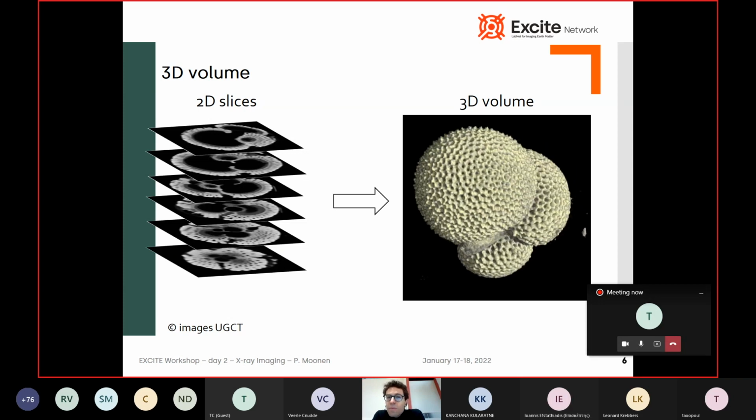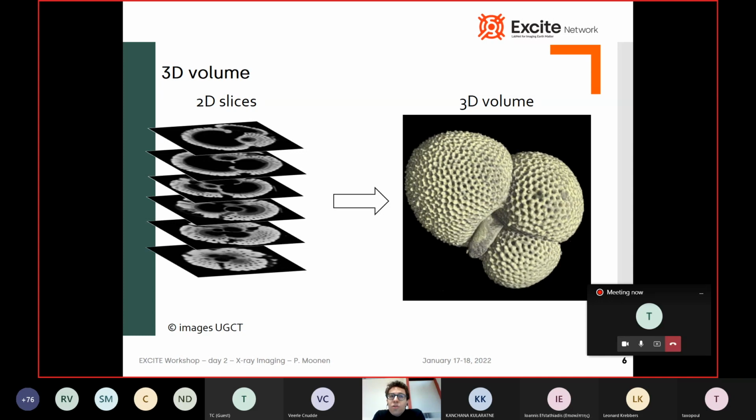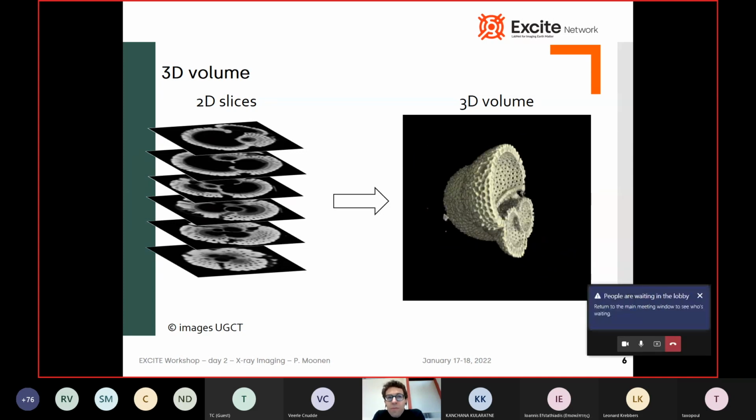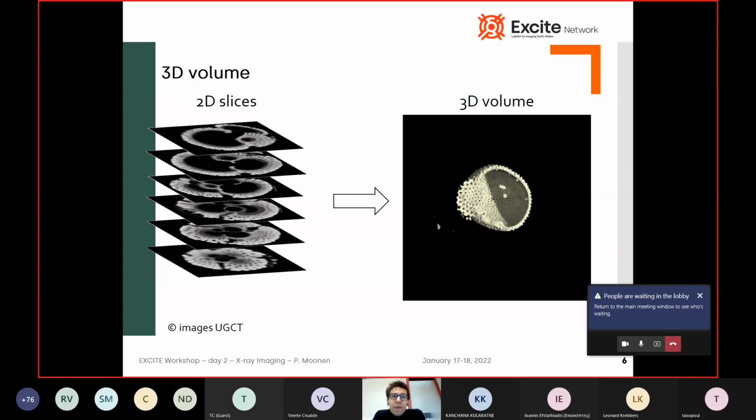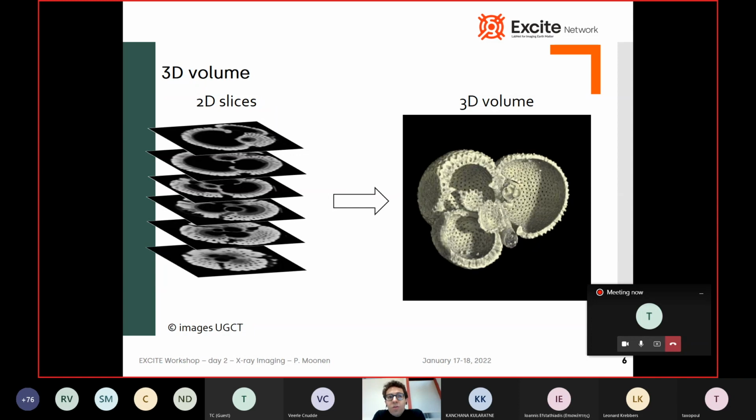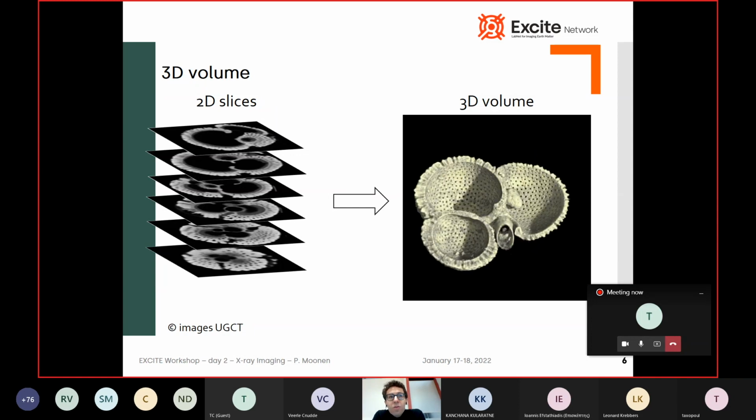A 3-dimensional volume that you can then start turning in whatever direction that you like. You can also start cutting it up virtually according to any plane that you like. And you can start using this to do metrology. You can measure the wall thicknesses of the different pores. You can measure pore sizes. You can measure all feature dimensions that are of interest to you.